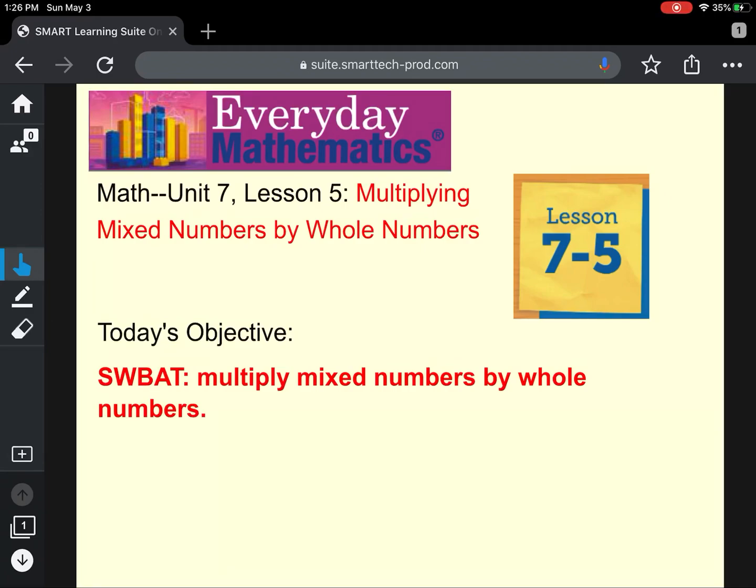Hi everybody, let's get started with Math Lesson 7.5. The topic of today's lesson is multiplying mixed numbers by whole numbers. Our objective says that students should be able to multiply mixed numbers by whole numbers. You should be able to do that by the end of today's lesson. If you don't already have paper and pencil close by, get that now because you're going to need it for mental math and our math message.